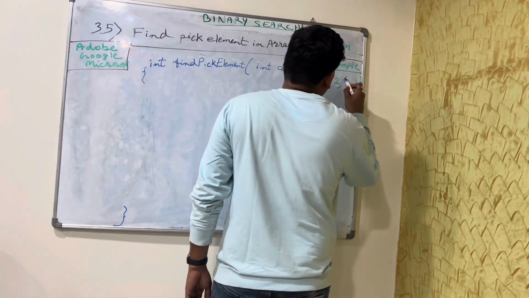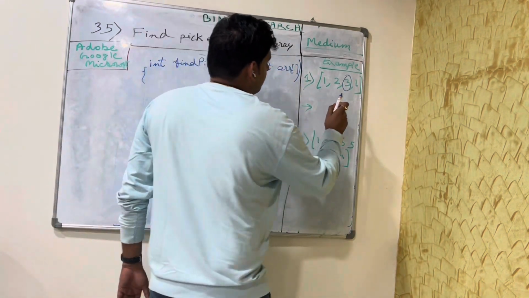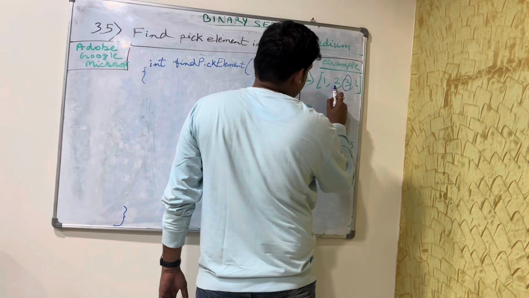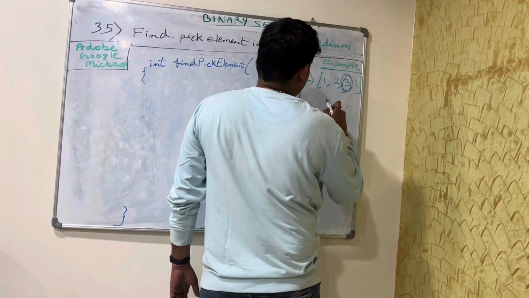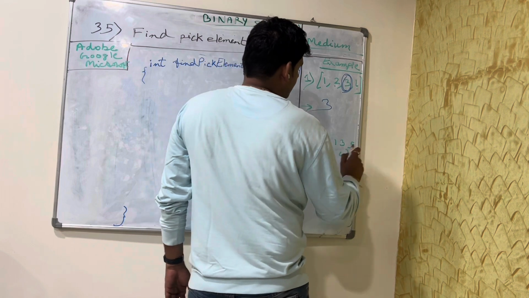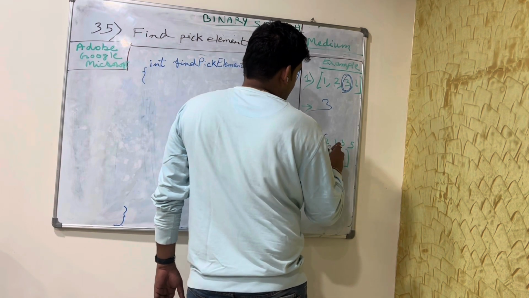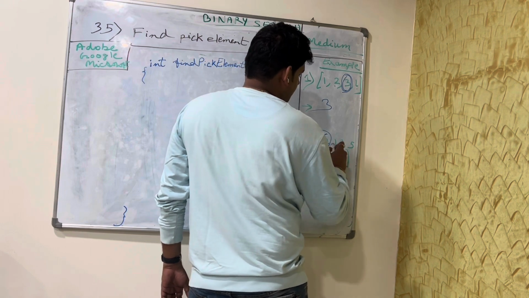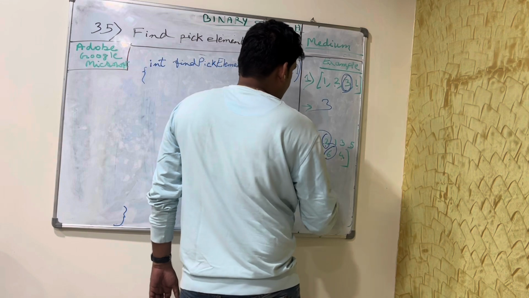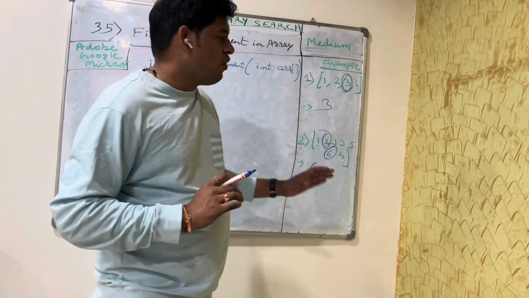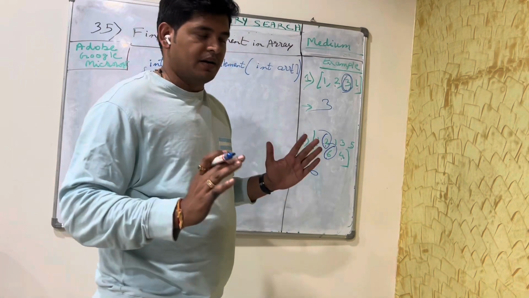A peak element is an element which is greater than both its neighbors. So here, for example, 3 is greater than 2 and 3 is greater than 1, so this is the peak element here. And in this one you can see 2 is greater than 1, so this is the peak element. Also 6 is a peak element here because it is greater than 4 and 5. So a peak element is an element which is greater than its predecessor and its successor. Just the neighbor part.